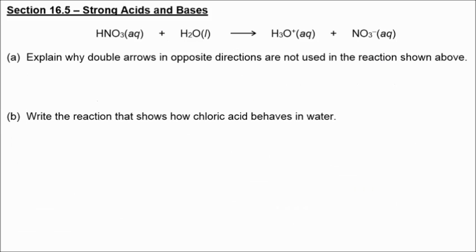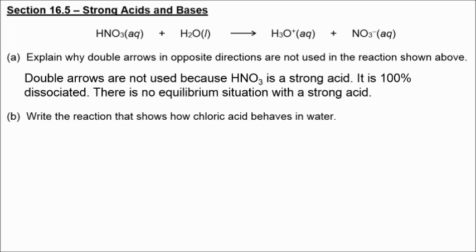Section 16.5, Strong Acids and Bases. Explain why double arrows in opposite directions are not used in the reaction shown above. This is one of your 7 strong acids. This is nitric acid. So double arrows are not used because nitric acid is 100% dissociated. There is no equilibrium situation with a strong acid.